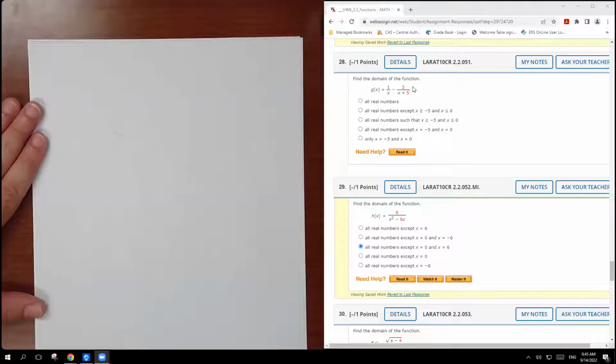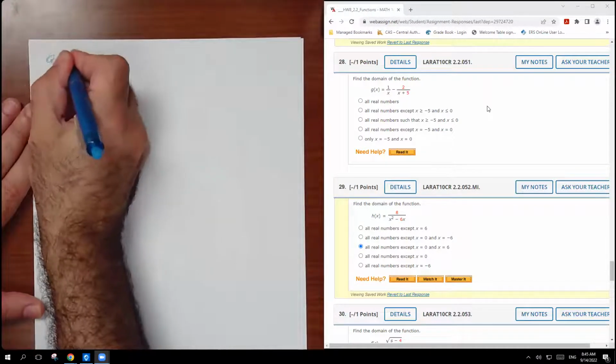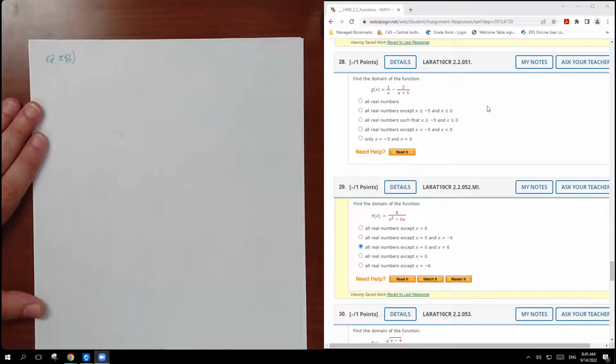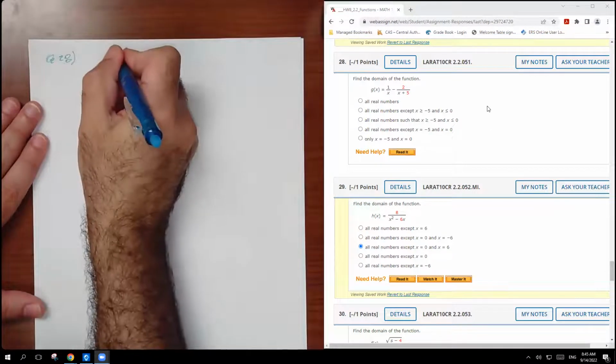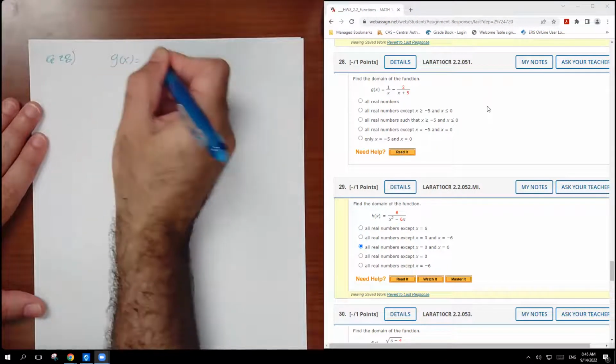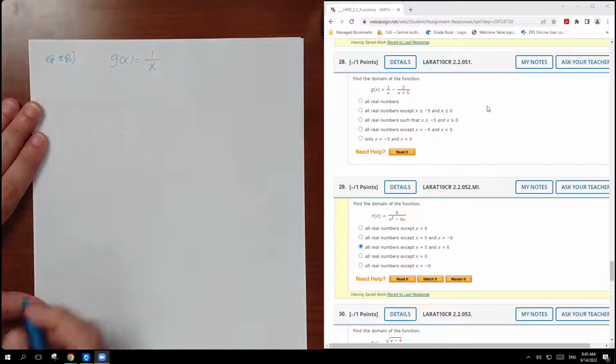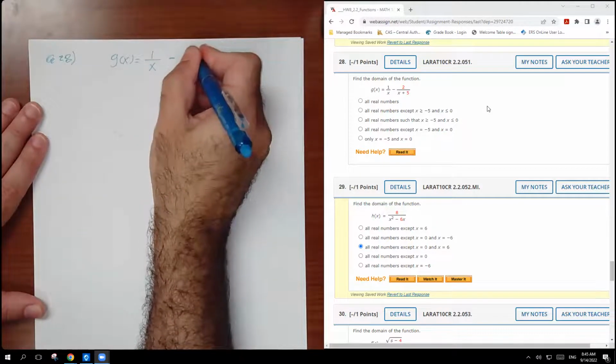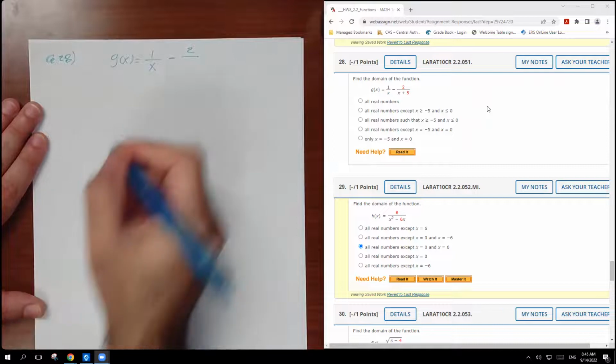Find the domain of this function, 1 over x minus 2 over x plus 5. So this is question 28. We're going to find the domain for this one. g of x equals 1 over x minus 2 over x plus 5.